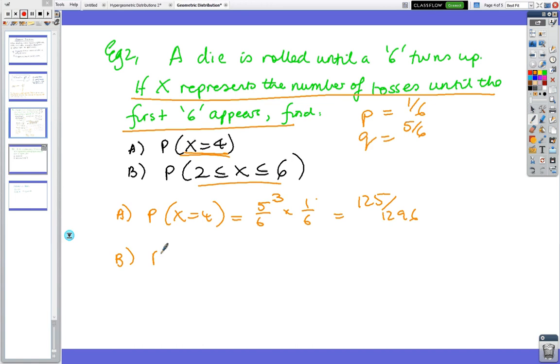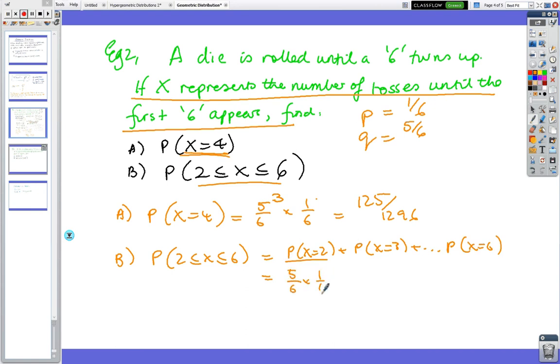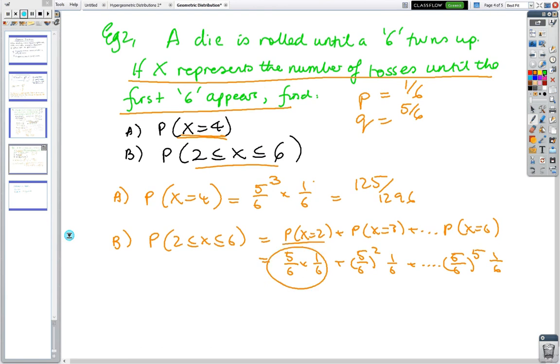In part B, the probability between 2 and 6 will be 2 plus 3 plus up to 6. For 2 tosses we've got 1 failure and then 1 success, then 2 failures before our first success, plus and so on, up to 6: 5 failures and then our first success. This time, when we're looking at the GP, our A value is going to be that first term. Our common ratio is still 5/6, and the number of terms will be 5, because we start at 1 and go up to 5.